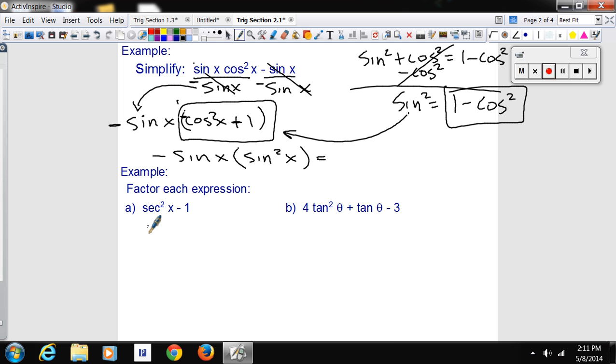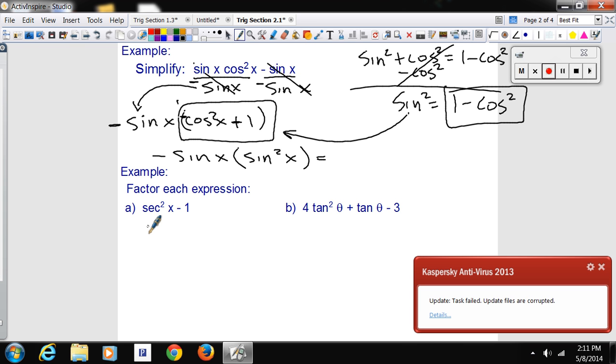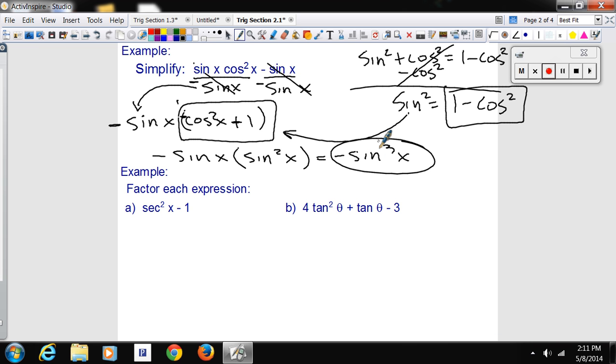And what would I get if I multiplied those two together? Sine times sine squared would be sine cubed. Yeah, sine cubed. So you'd actually have negative sine cubed x would be your answer to that. This is algebra, yeah. So you're going to have a lot of algebra stuff on this one. There's this, like these next two are factoring ones.